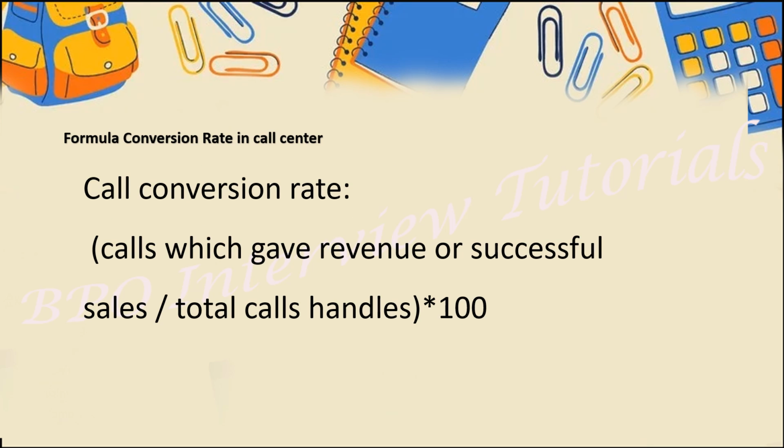Let's move to the formula. Conversion rate means calls which gave revenue or a successful sale, divided by the total calls handled. For example, you are taking care of 100 calls, and there are 5 or maybe 10 calls wherein the person opted for the insurance or credit card or whatever it is, which means the conversion rate will be 10% for that particular day or for that particular employee. So in this way you can calculate the conversion rate: calls which gave revenue or successful sales divided by total calls handled, into 100.